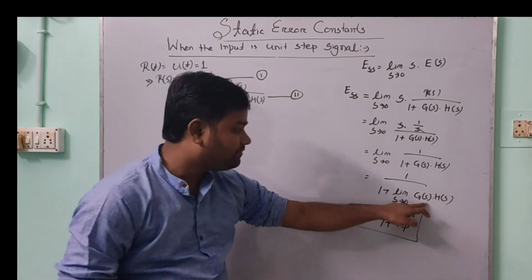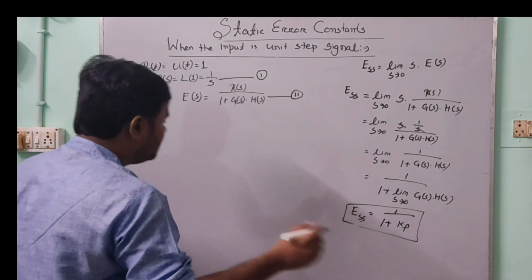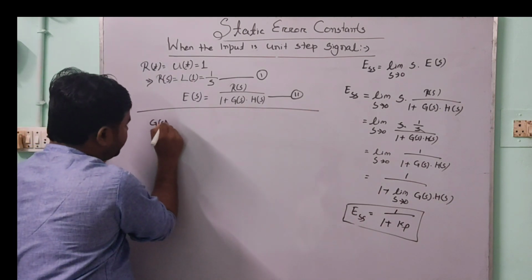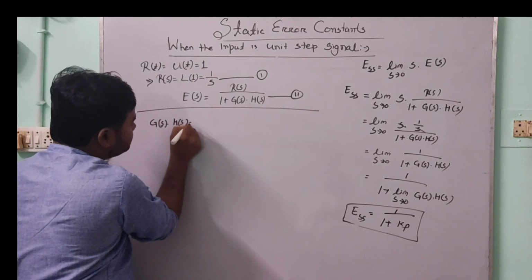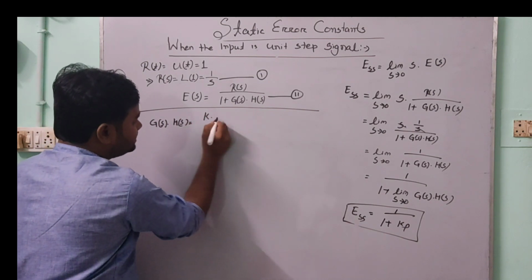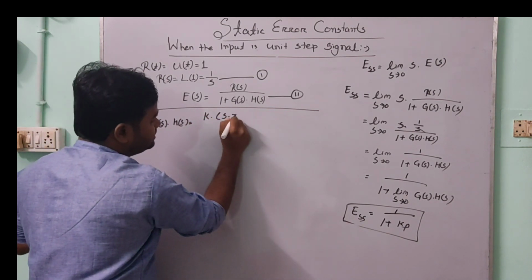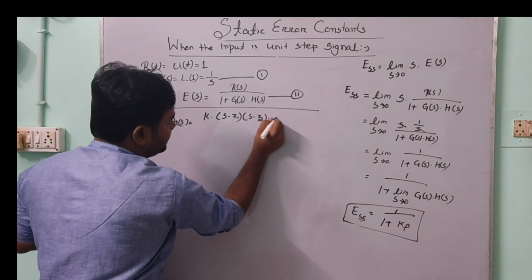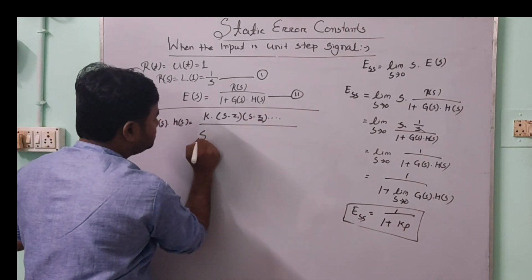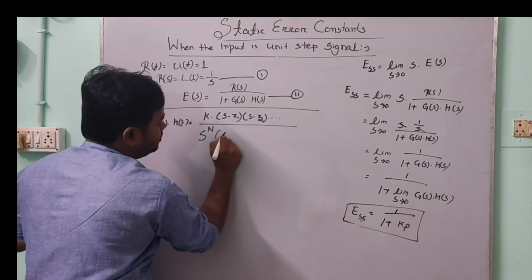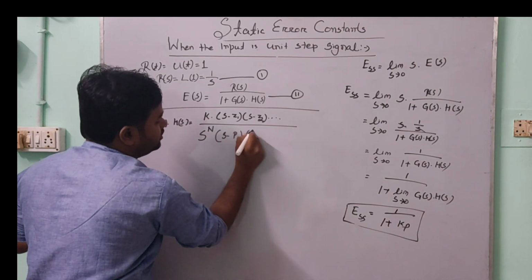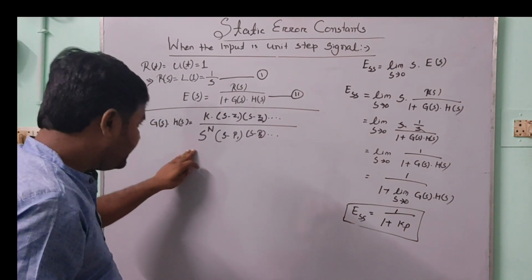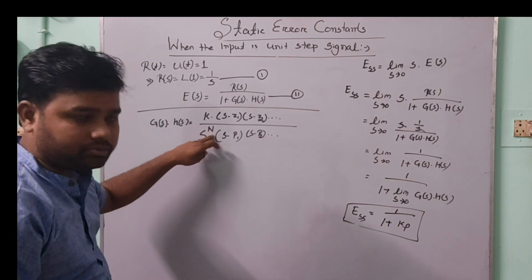We know that the value of G(s) into H(s) is equal to a constant into (s minus z1) into (s minus z2), and so on, divided by s to the power of N into (s minus p1) into (s minus p2). Here N means the type of the system.